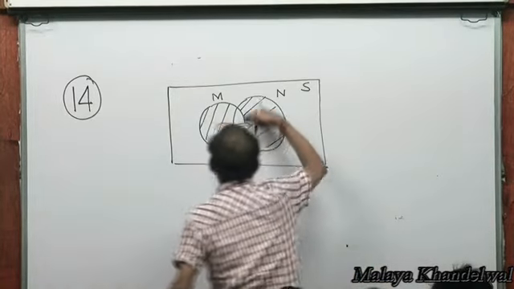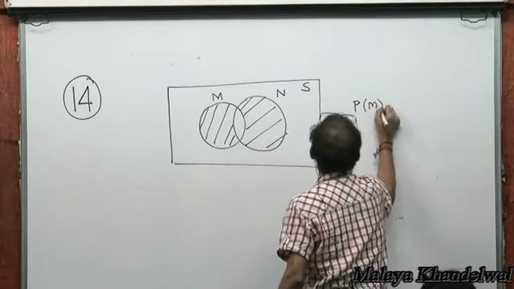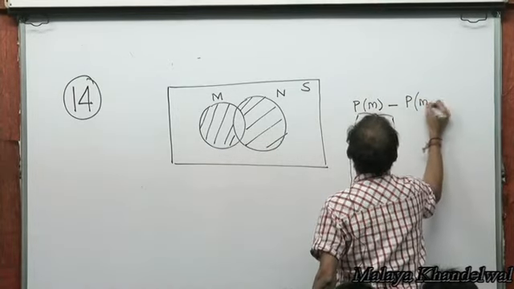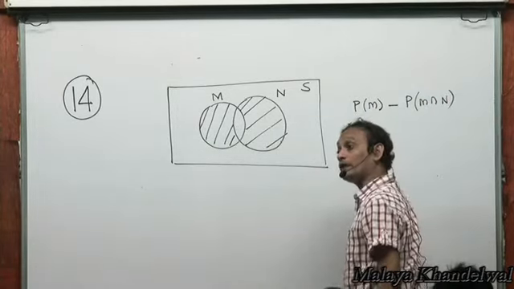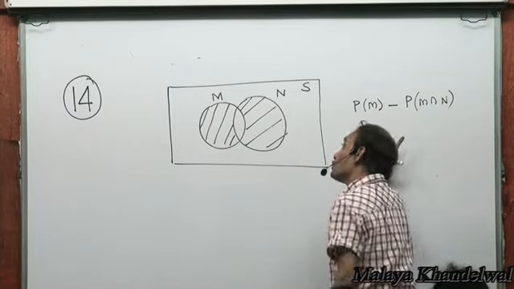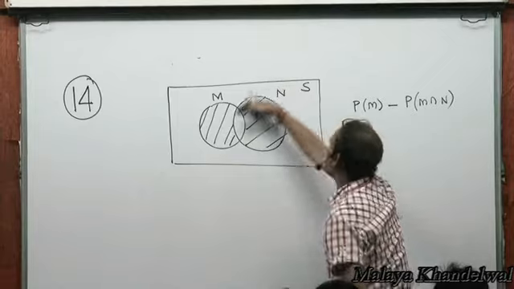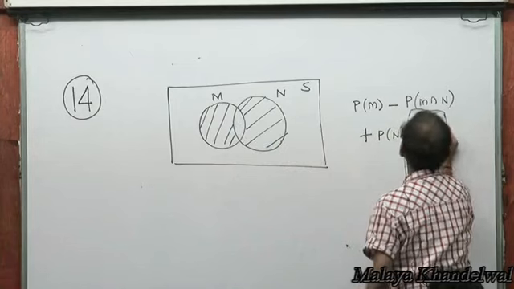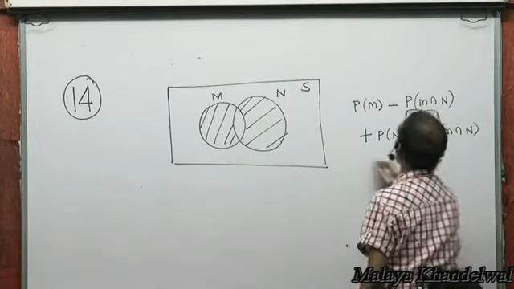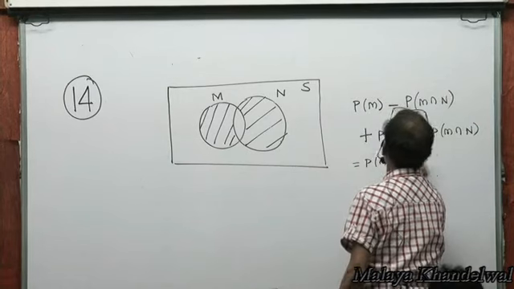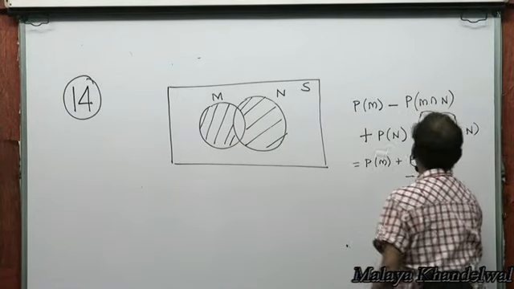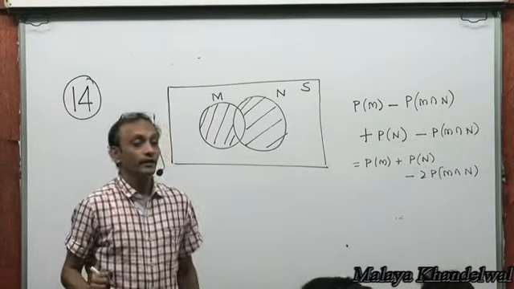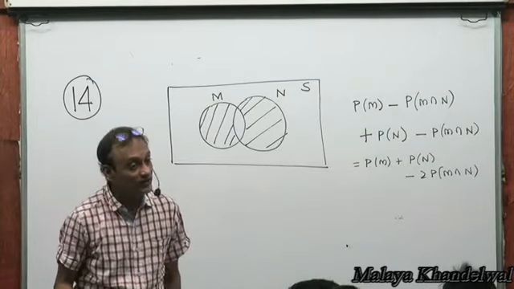Now only M occurring is the probability of M minus this region, which is M intersection N, minus the probability of M intersection N. This is M occurring only. Or, I'll have to add, only N occurring would be this region: probability of N minus probability of M intersection N. Which is PM plus PN minus twice P of M intersection N. That's the probability that only one of M or N occurs. Yes or no?